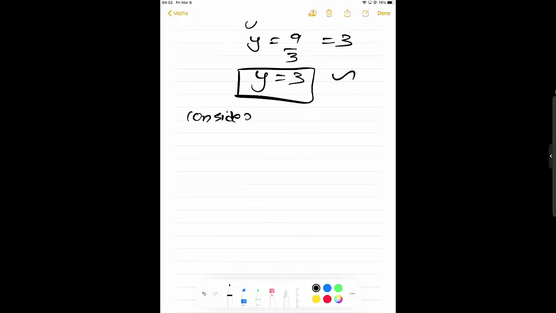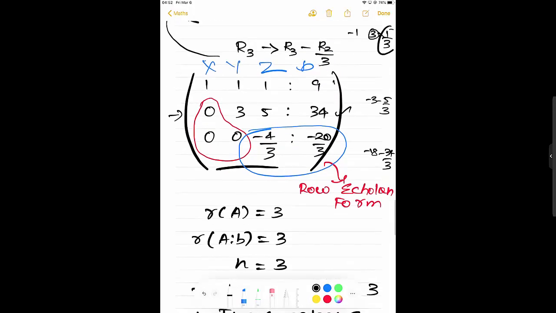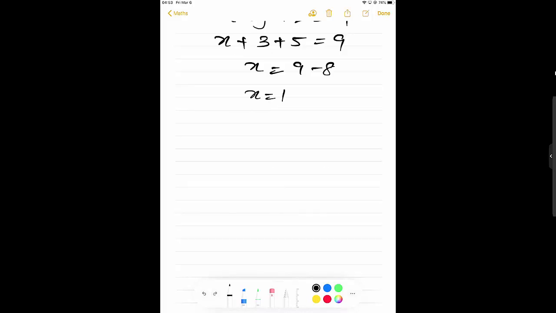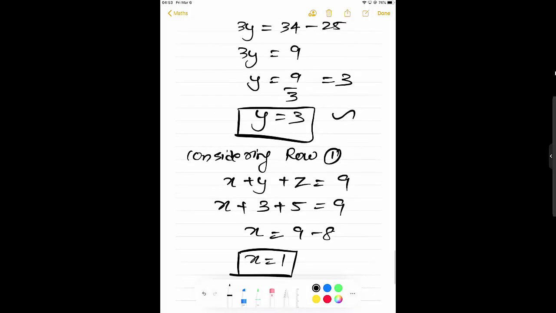Now considering row 1. What will be row 1? x plus y plus z equals 9. So write down the equation, x plus y plus z equals 9. The x and y value, we know y is 3, z value we know is 5, equals 9, x equals 9 minus 8. The value of x is 1. So finally we found all the 3 unknowns.